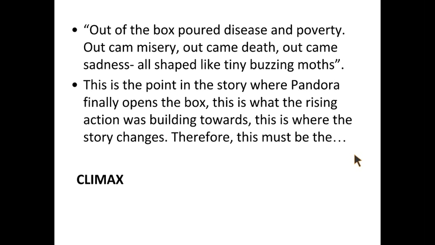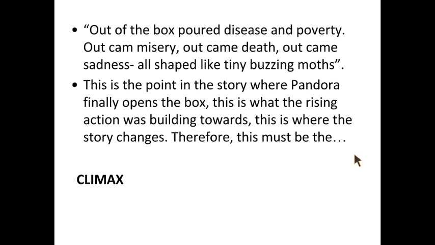Pandora's been thinking about opening the box. The suspense has been building. The tension has been building. Now she finally opens the box. Everything changes. Great. Let's read the next paragraph. I need you to pick your pen up again. I need you to put it on the word the, where it says the creatures.